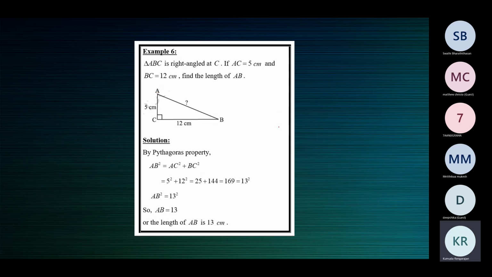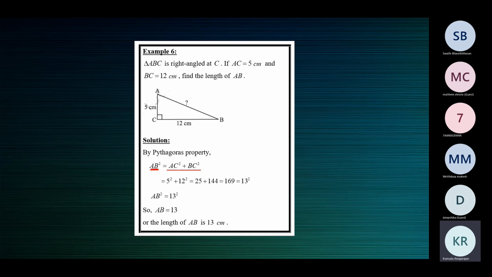To find AB here, we need to use the Pythagoras theorem. So write AB square separately, and then AC square plus BC square on the other side, because the three sides are AB, BC, AC. AB is the hypotenuse, square it and write it separately here. AB square is equal to AC square plus BC square.